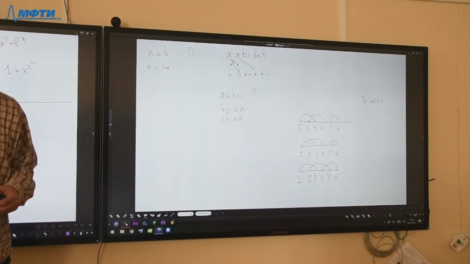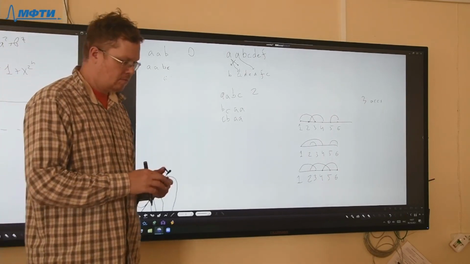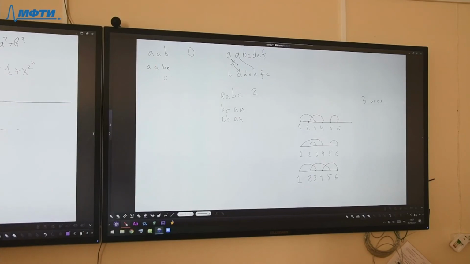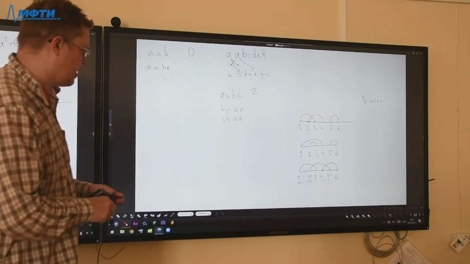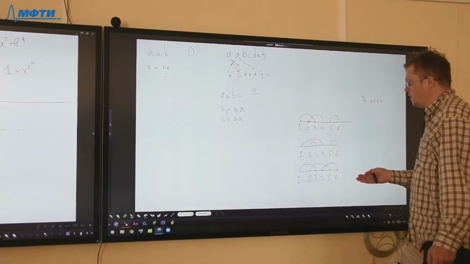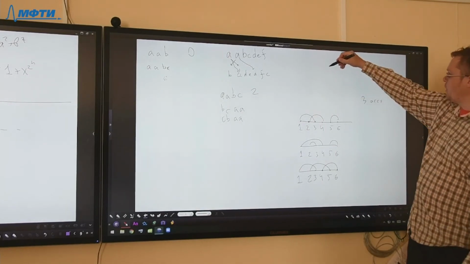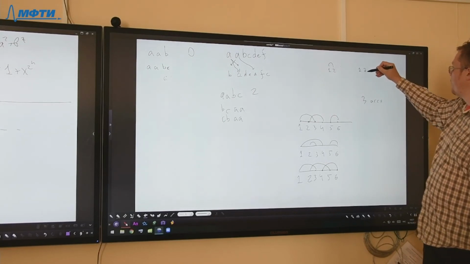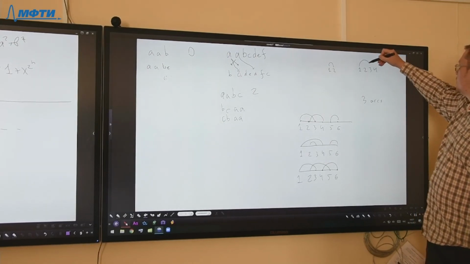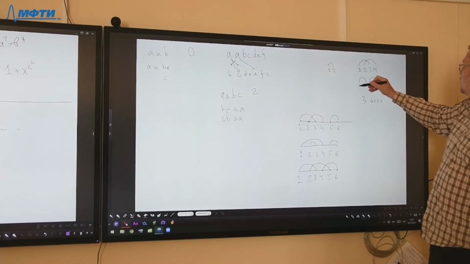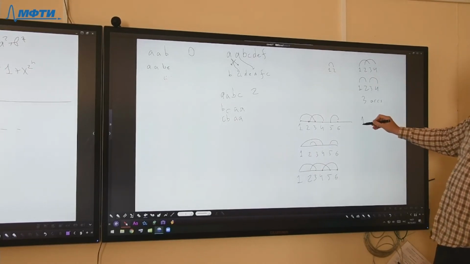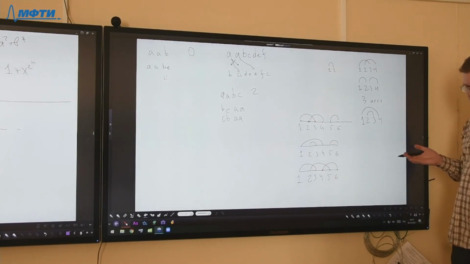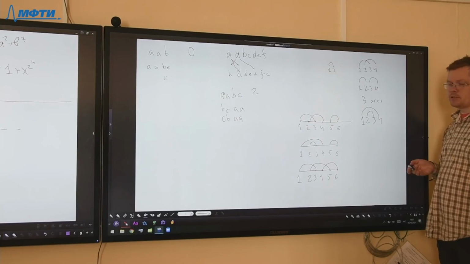The question is, how many ways are there to draw such a picture? How many arc diagrams can you draw? For example, if you have only 2 points, then you have only 1 picture. If you have 4 points, then you can have I think 3 pictures, this one and this one. So the question is how many such pictures for arbitrary n.